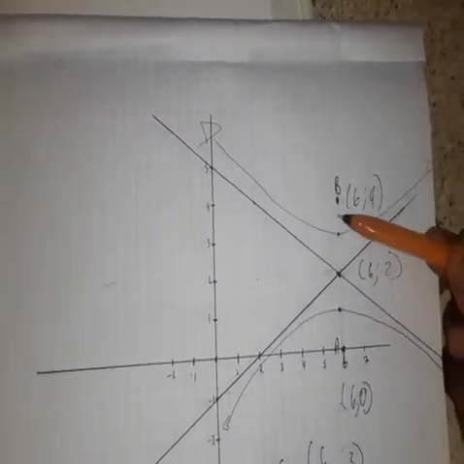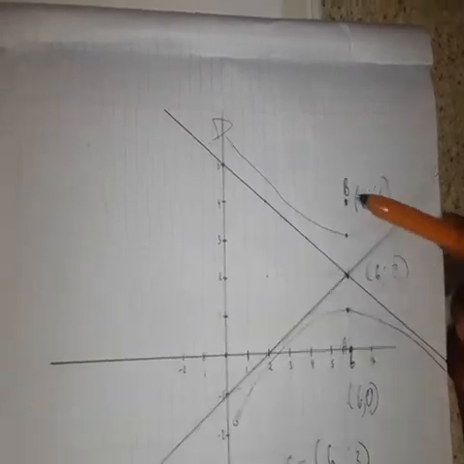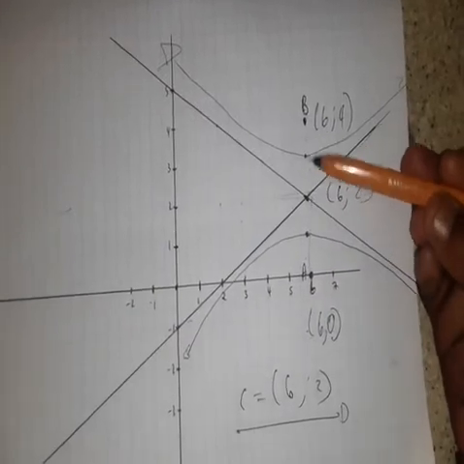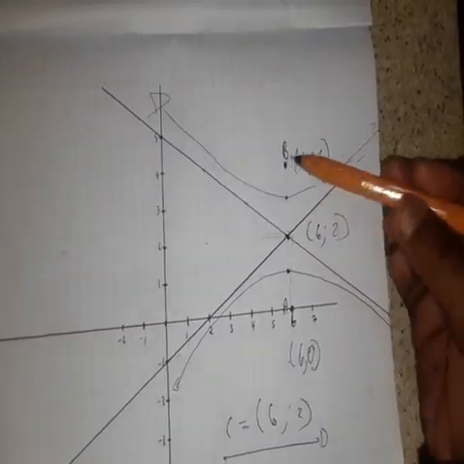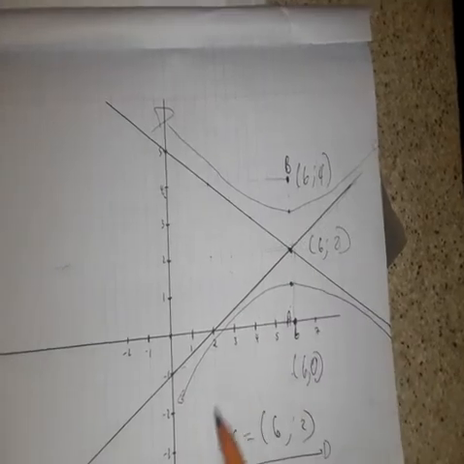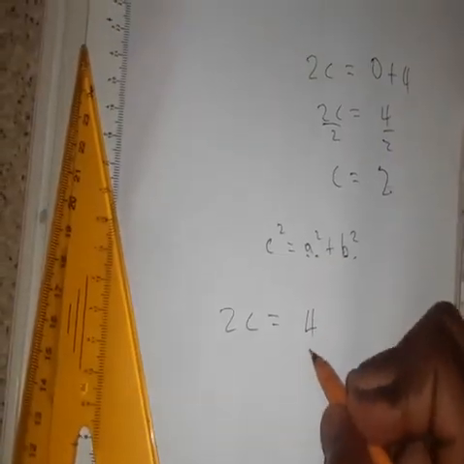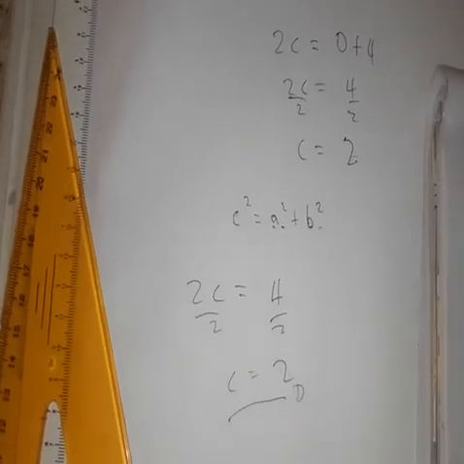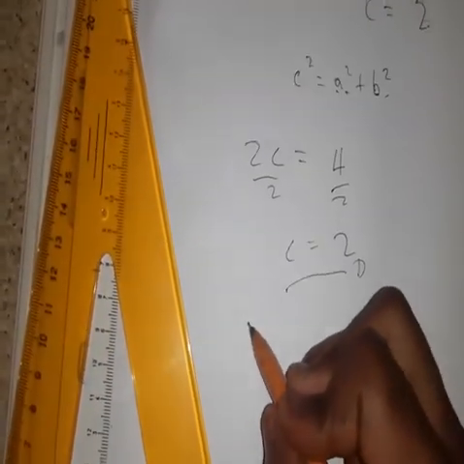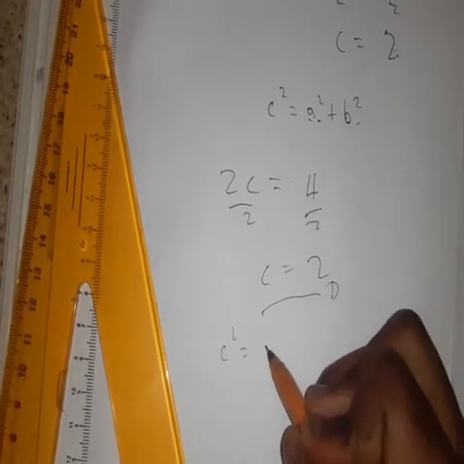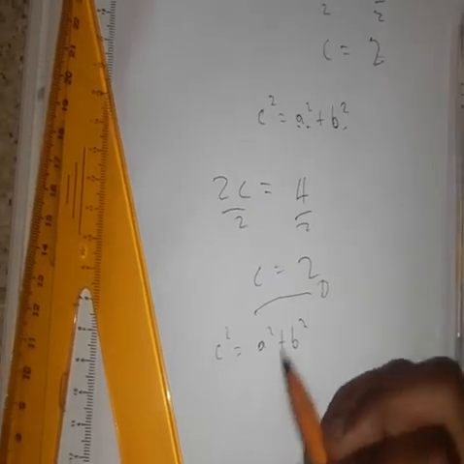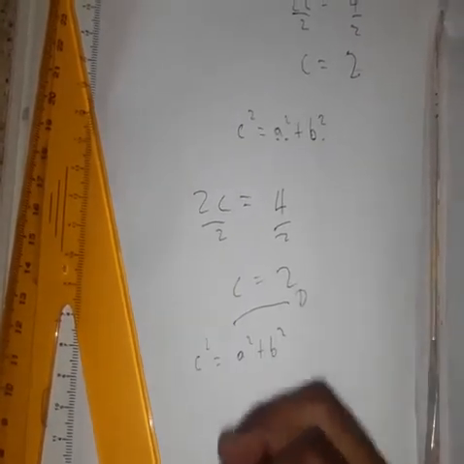The c, now how do we calculate the c? We see the foci. The distance from a to b is equal to 2c. And what is the distance from a to b? It's just 1, 2, 3, 4. It's 4. So 2c is equal to 4, divided by 2, c is equal to 2. Right, we already have the c. Why are we calculating this? We want to insert into this equation, c squared equals a squared plus b squared, so we can calculate for a and b so that we can form the equation.